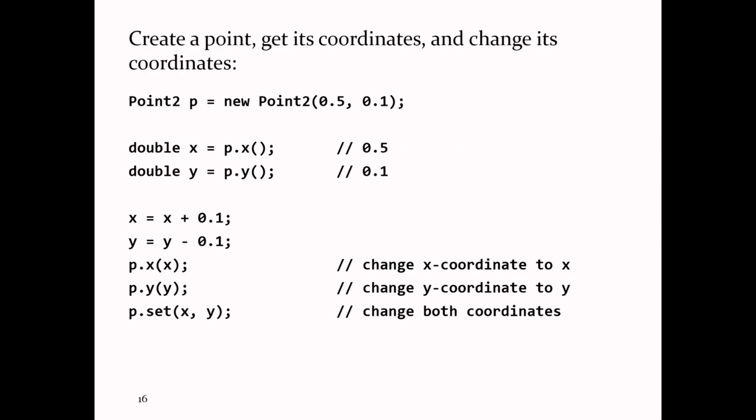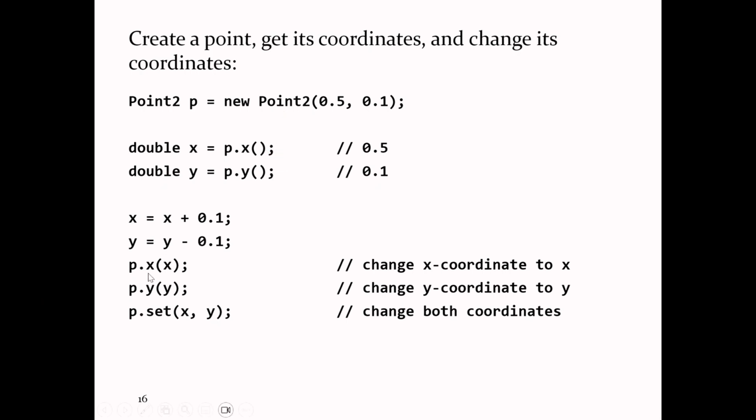So the point2 class has got a bunch of methods in it. They're all relatively simple. The one called x returns the x coordinate of the point. So that returns 0.5. The one called y, not surprisingly, returns the y coordinate of the point. So that gives you back 0.1. To call the method: variable name, dot, method name, round brackets.